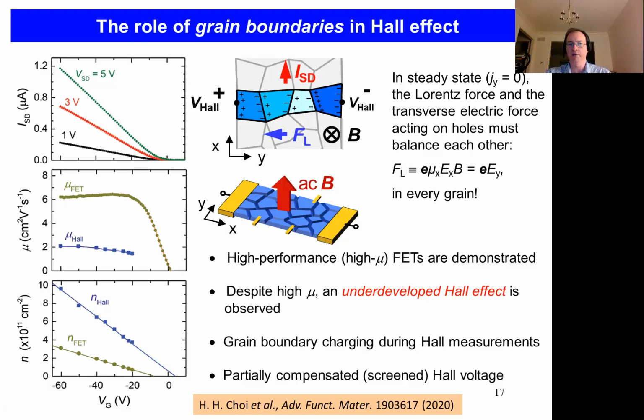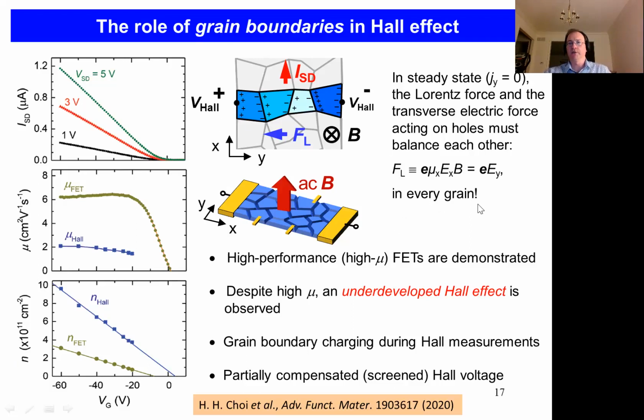So in the case of a homogeneous channel, it's easy to balance it because you have one Lorentz force in your channel, and you have a single value of the transverse electric field produced by the charge carriers that are accumulated at the edges of the homogeneous channel. In this case, however, the task is to balance different Lorentz forces in different grains, and therefore one cannot do it simultaneously in all the grains using only one electric field.